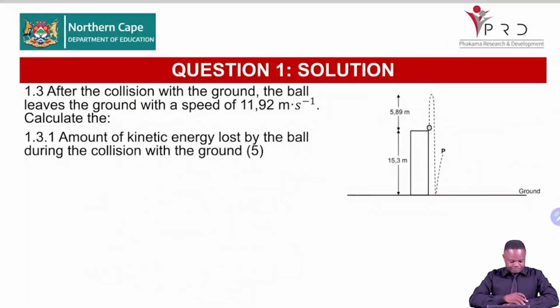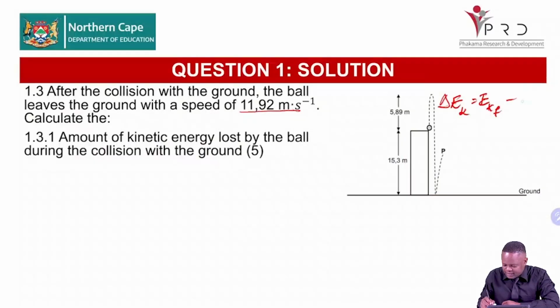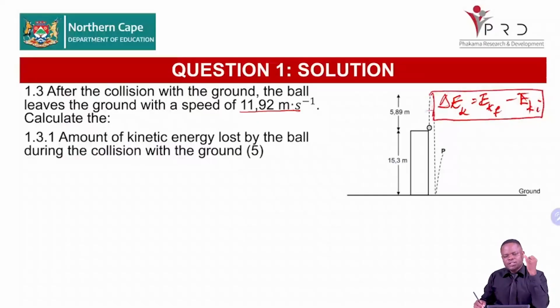Okay, let us proceed to the next part. Right, now 1.31, after the collision with the ground, the ball leaves the ground with a speed of 11.92 meters per second. Now calculate the amount of kinetic energy lost by the ball during the collision with the ground. So in other words, we need to calculate our change in kinetic energy. And our change in kinetic energy, delta EK, is equal to the final kinetic energy, that is EKF, minus the initial kinetic energy, Ki. And then we're saying our kinetic energy is half mv squared. So for us to solve this, to get the energy that is lost, we need the final velocity, right? We also need the initial velocity.